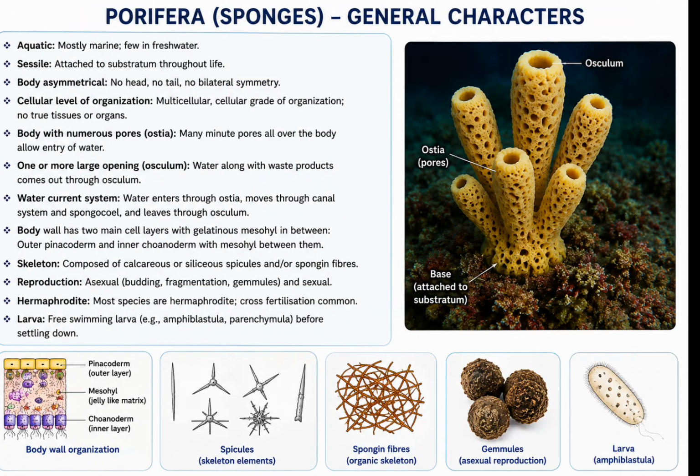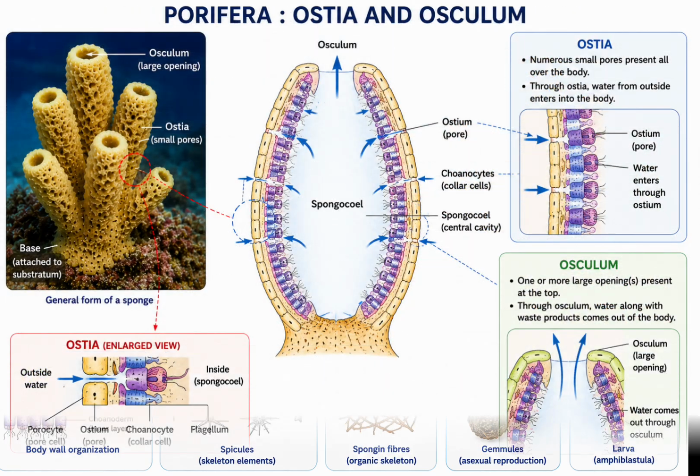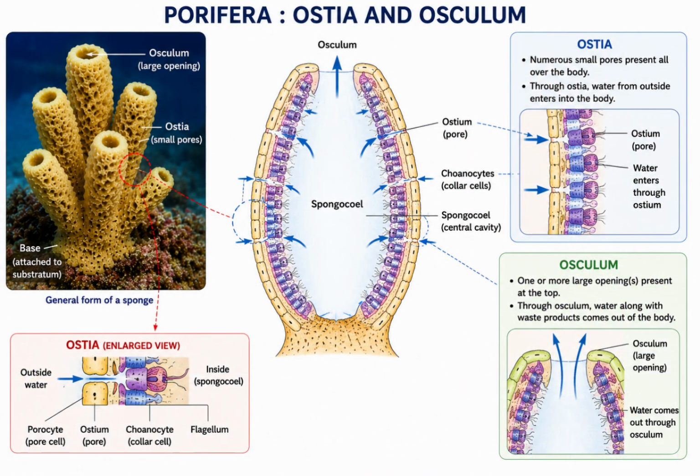And most important character is the body surface. It contains numerous small pores called ostia and one large opening called osculum. The digestion is intracellular and there is no specialized digestive tract. No specialized respiratory organs are present, so gas exchange occurs by diffusion only. And if we are talking about the excretion, then there are no specialized excretory organs. Nitrogenous wastes, mainly ammonia, diffuse out with the water current.